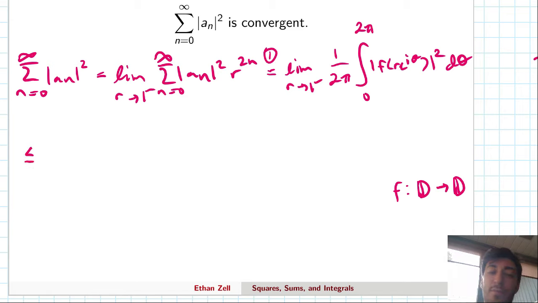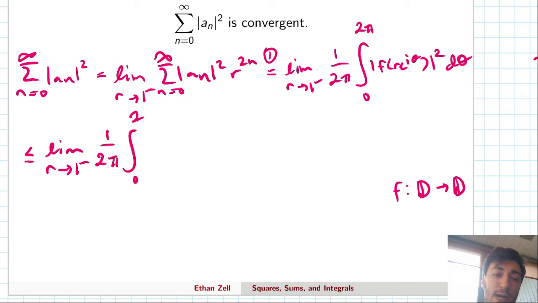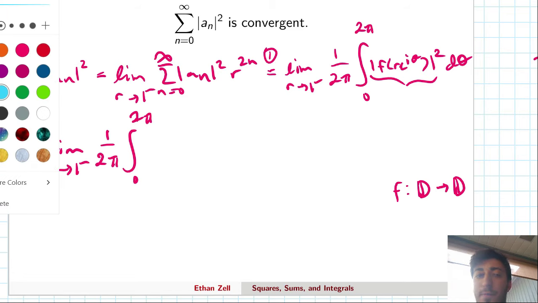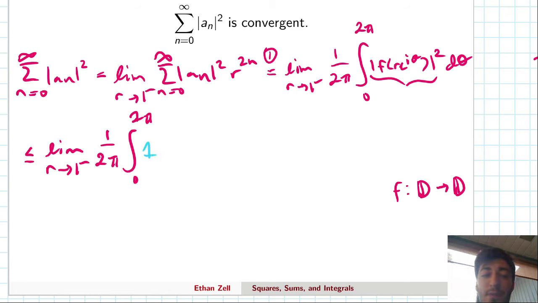And that means that we can just put in the bound for the absolute value. We can bound this integral above. So in other words, we get the limit as r approaches 1 from the left of this same integral, 0 to 2 pi. But then we can replace this modulus of f by 1 d theta. And of course, this integral becomes 2 pi, which means that we get back 1.